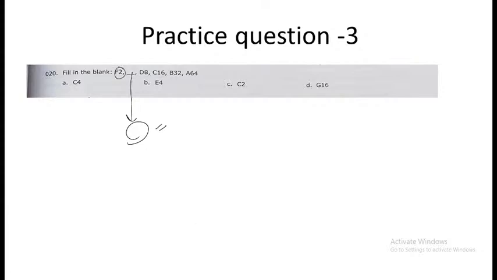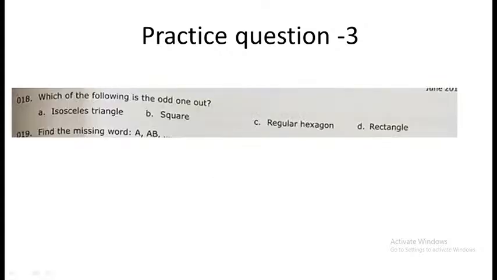You have F2, then D8, C16, B32, A64. So F, after F you will be having E. So with just one observation you can reach the answer E, and then 4, right? Answer is option number B, E4. Okay, remember about this, very basic.